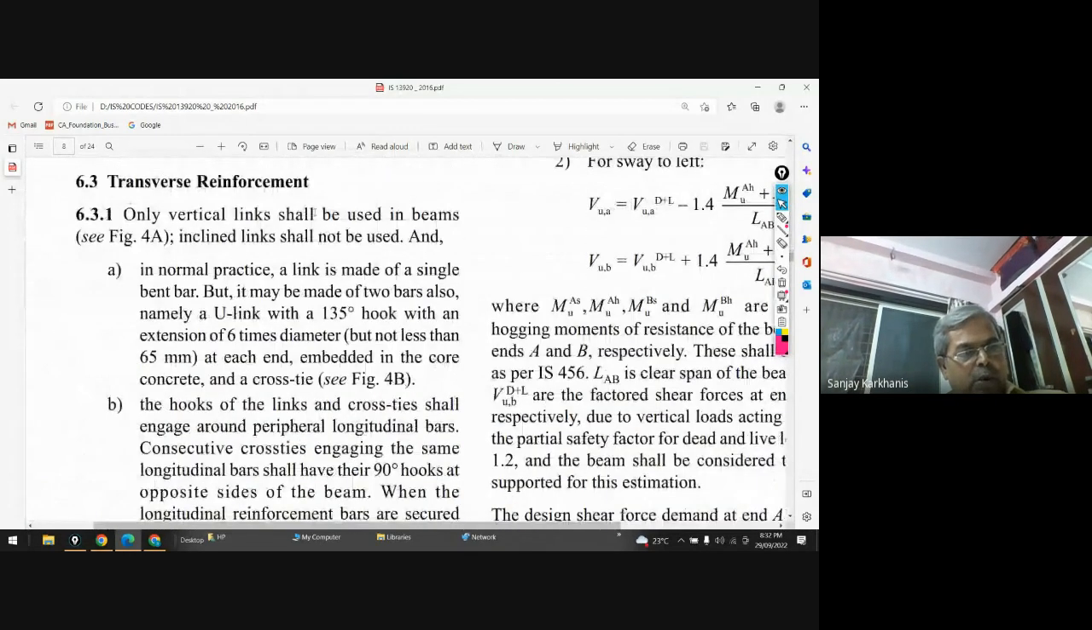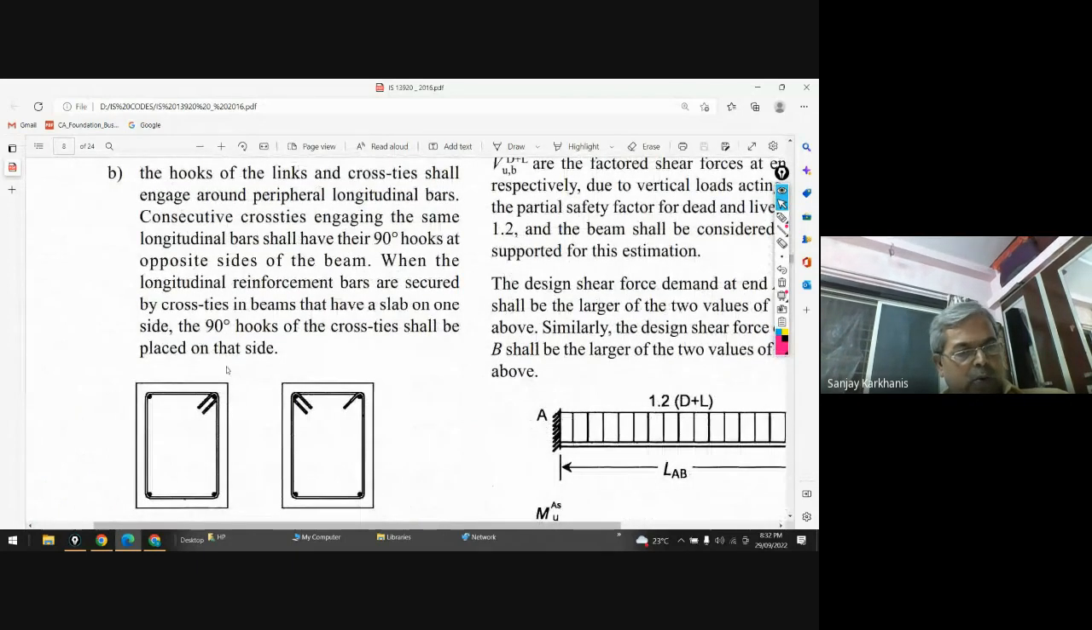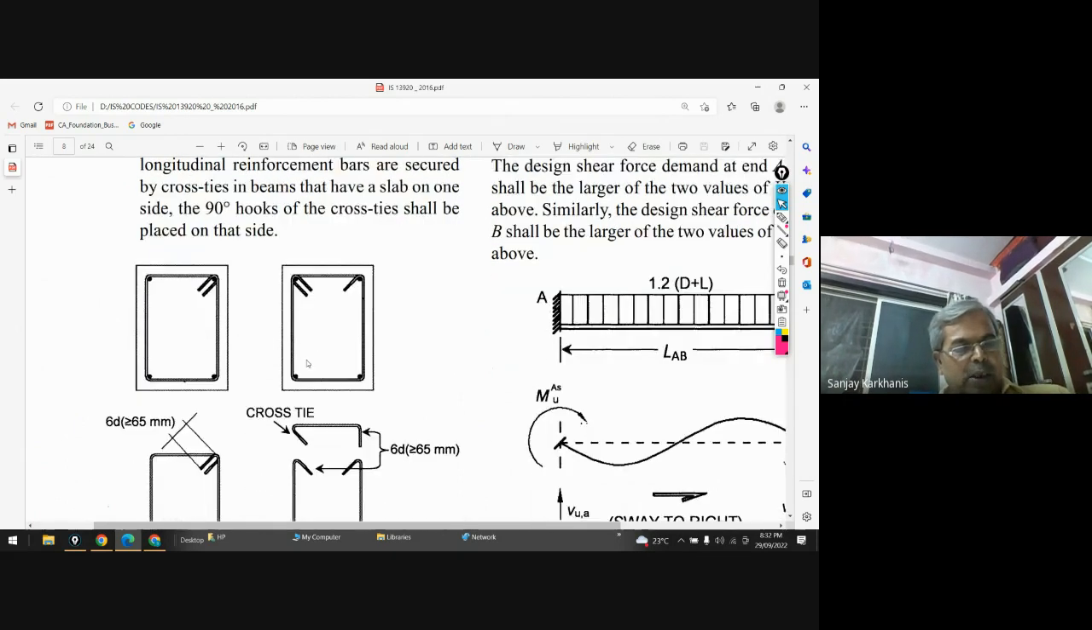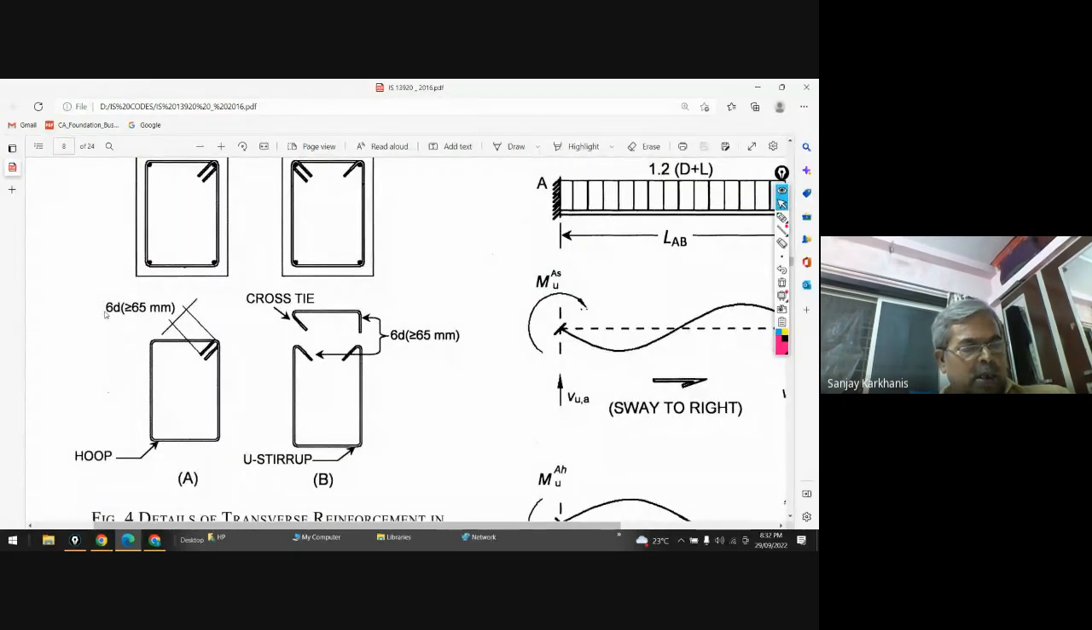This is very important, how you are going to use it. So this is how your stirrup should be. This length has to be, in case of 90-degree or 135-degree hook, not less than 6D or 65 mm, where D is the diameter of the stirrup. Clear?